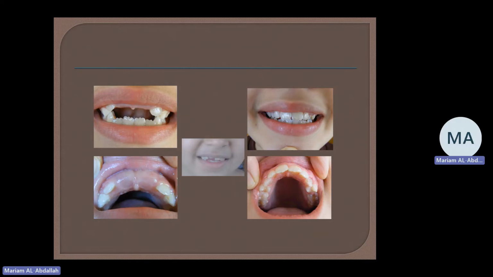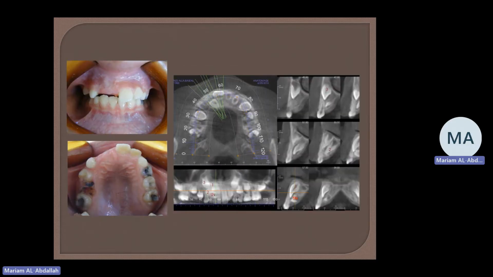The other most important factor is early diagnosis. This is another patient that was diagnosed a little bit early, because once the central incisor erupted on one side, the other didn't erupt. This should be an alarming signal.